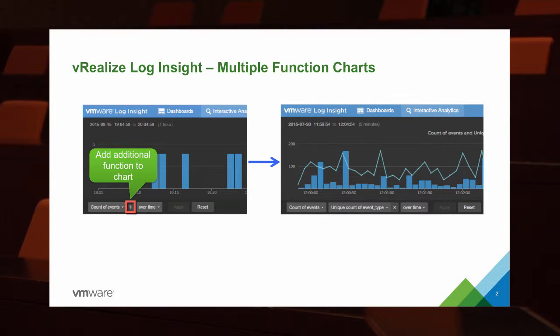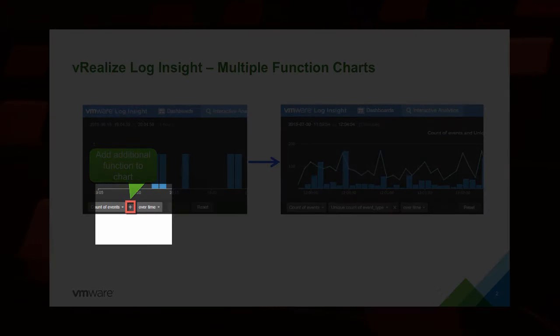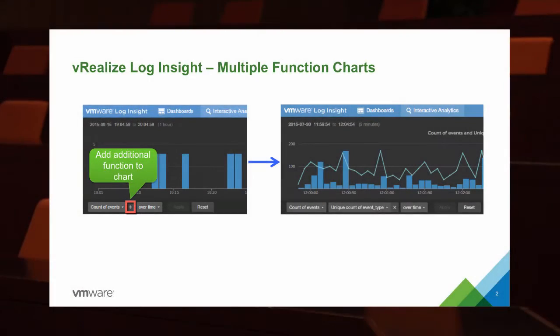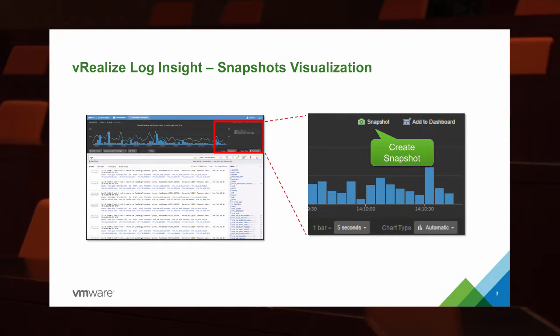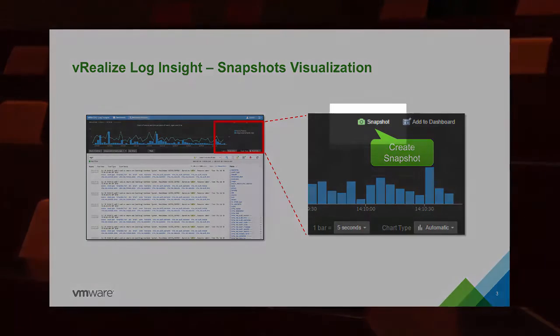So if we look at the multifunction charts, this is where we come into that aggregate, where we want to look at things over time, we want to measure different metrics together and create that interactive analysis. This gives us the ability to add an additional function to a chart simply by clicking the add sign down in the lower left. Then we can drop in as many functions as we need so that we can create more sophisticated views.